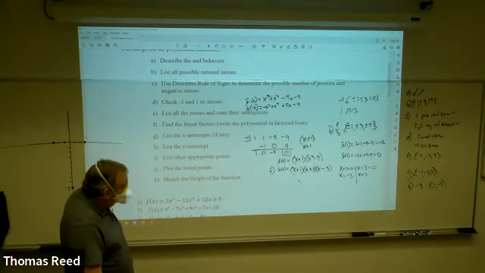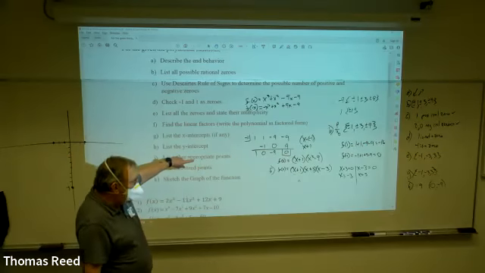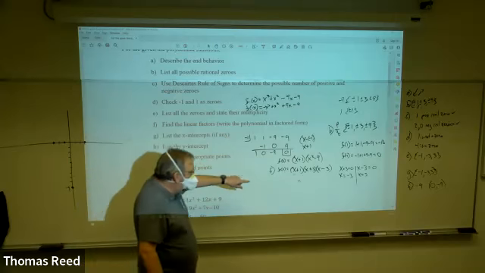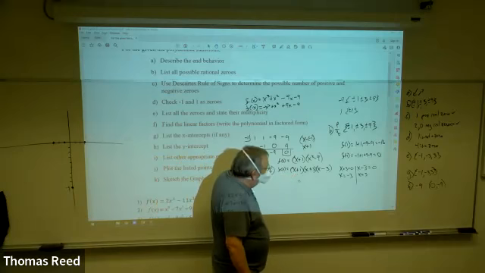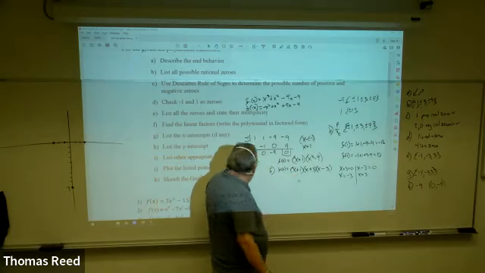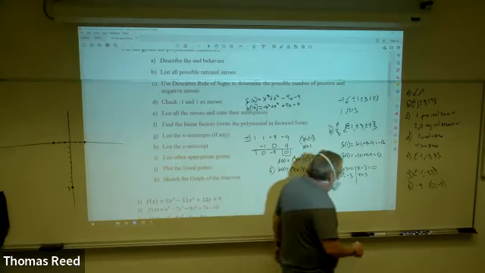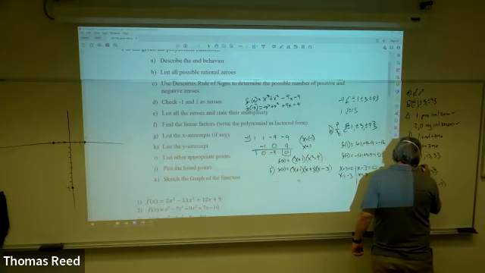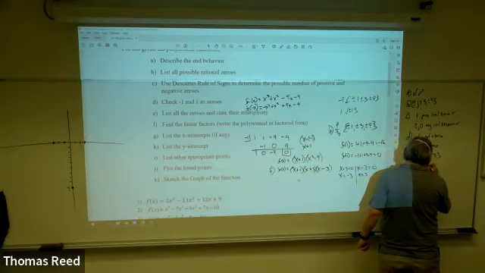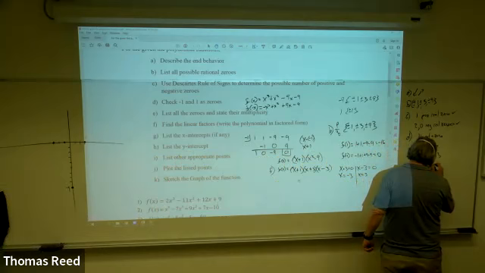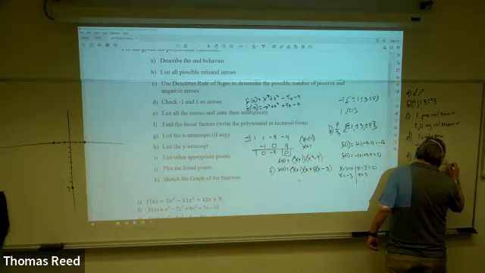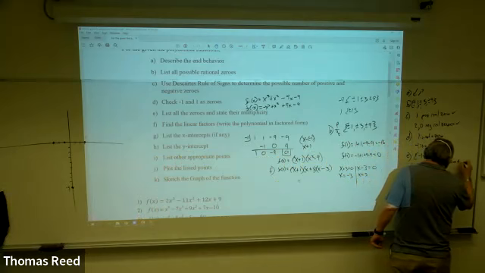What's the multiplicity of each of those zeros? How many times do they show up as a 0? Once. So multiplicity 1 for all 3 numbers.